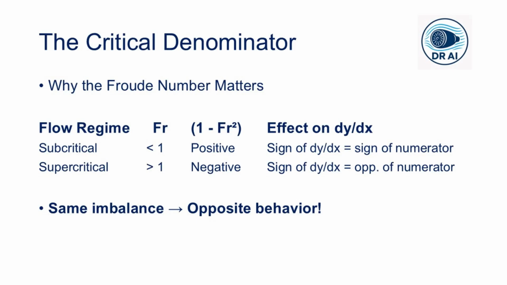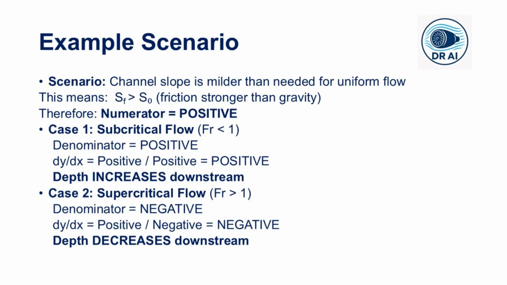Now here is the crucial insight: the sign of dy/dx, whether the depth increases or decreases, depends on the product of the signs of the numerator and the denominator. So let us consider a simple example. Imagine a channel with a bottom slope that is milder than the friction slope required for the uniform flow. That means S_F is greater than S_0, so the numerator would be positive. So if the flow is subcritical here, the denominator is positive, then dy/dx would be positive. So the depth increases downstream.